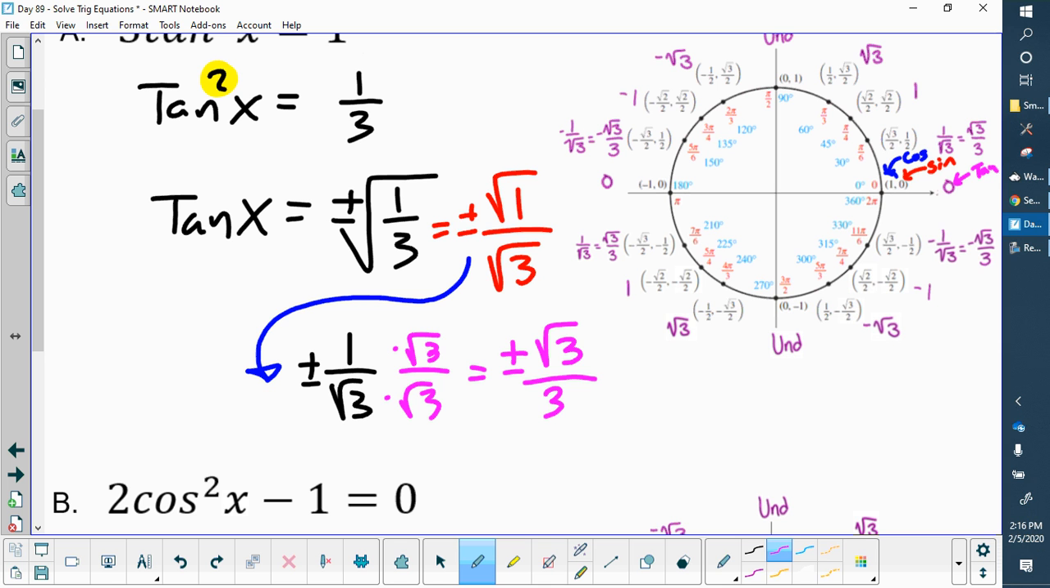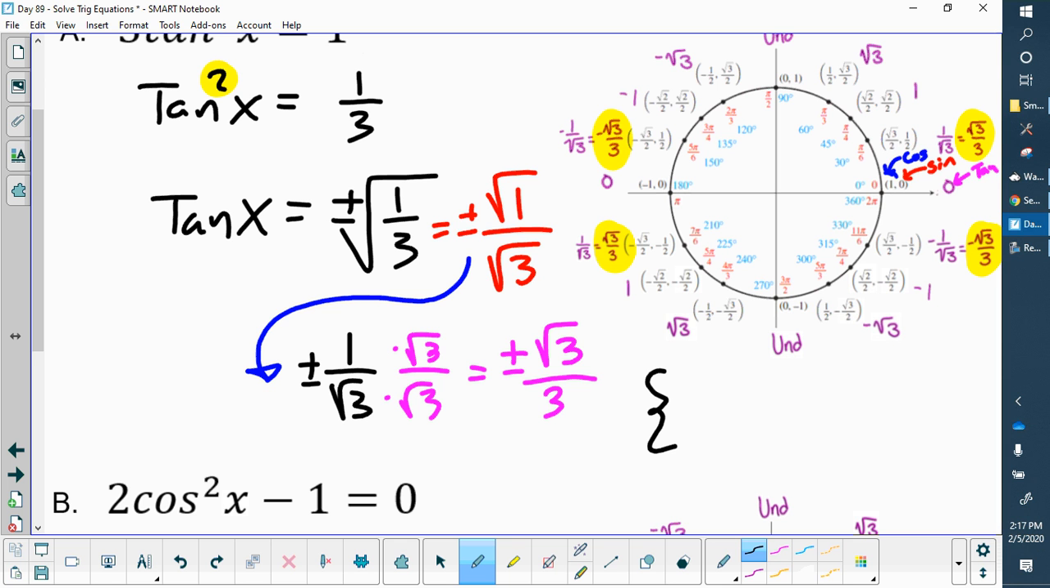Okay, tangent. So tangent, first coordinate, second coordinate, outside. Outside. And we're looking for all the positions where I see a positive or negative square root of 3 over 3. I see one right here. I see one right here. I see one right here. And I see one right here. 4 answers again.